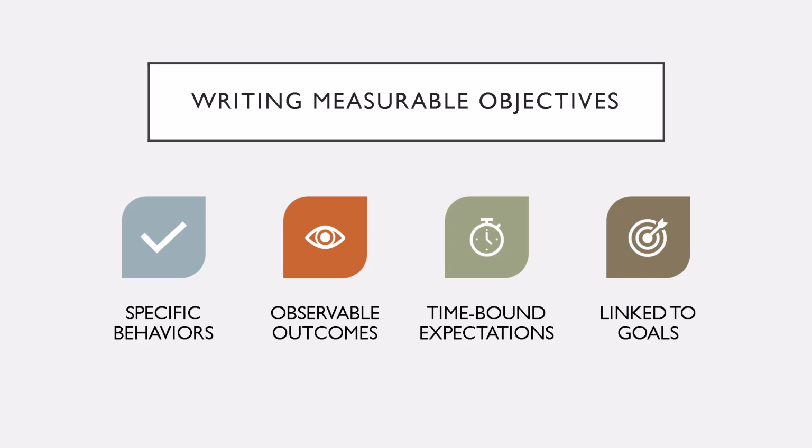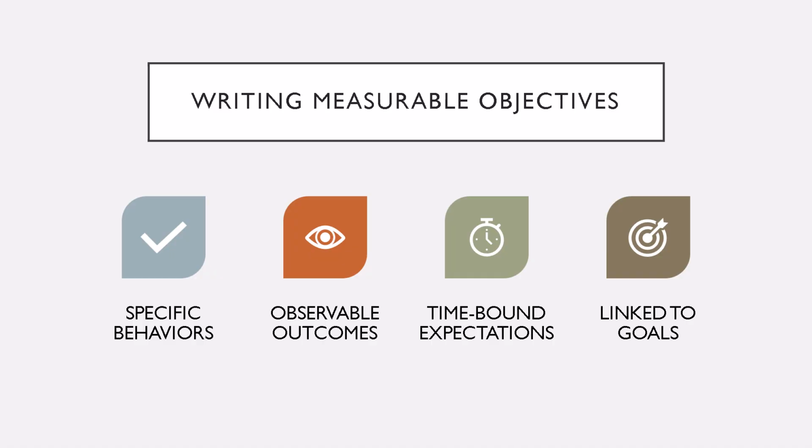So measurable objectives are one of the most overlooked parts of treatment planning, but they're also one of the most important. Without measurable objectives, we can't clearly determine whether progress is being made. A strong objective is specific, observable, and time-bound. So for example, instead of saying "client will improve coping skills," you might say "client will identify and demonstrate at least 3 coping strategies to manage cravings within 4 weeks." So that gives you something that you can actually track.